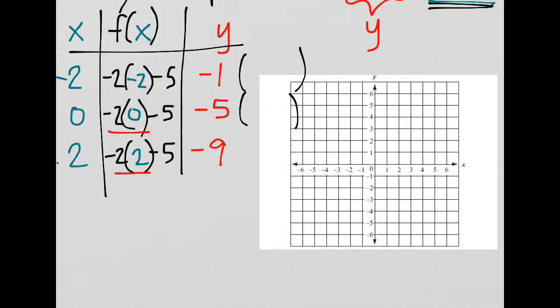I'm just kind of leaving a room. I know where my line's going to go, and I've got to watch for it. All right. These are my x coordinates, and now I found what my y coordinates are by following the rule.